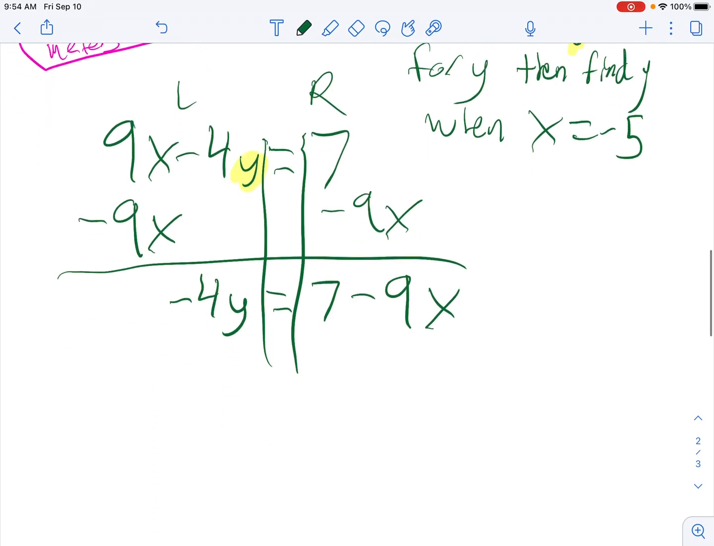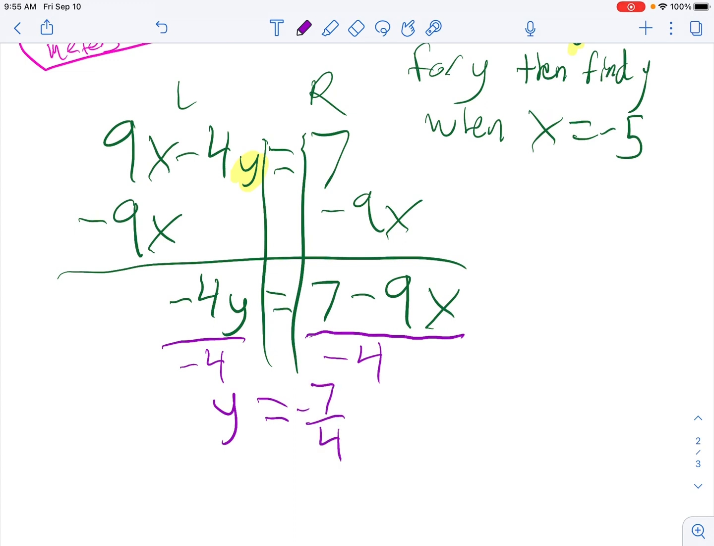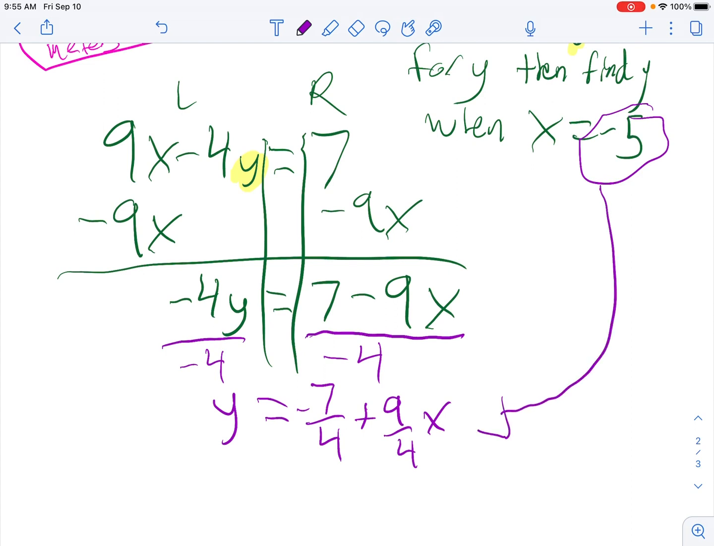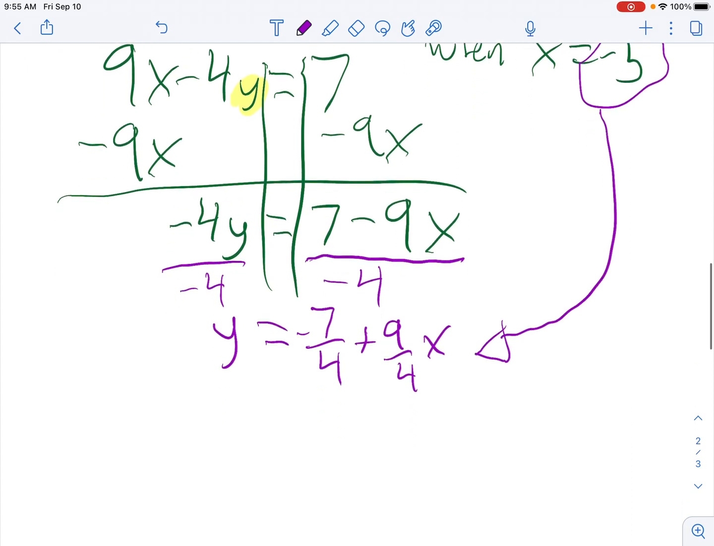So now I'm left with negative 4y equals 7 subtract 9x. Negative 4 multiplied by y, the only way to undo multiplication is with division. Now remember, you have to divide everything. You can't just divide 7 divided by negative 4. You have to divide the whole thing. And this way I can do a negative 9 divided by negative 4 is actually a positive 9. Negative divided by negative is always positive.